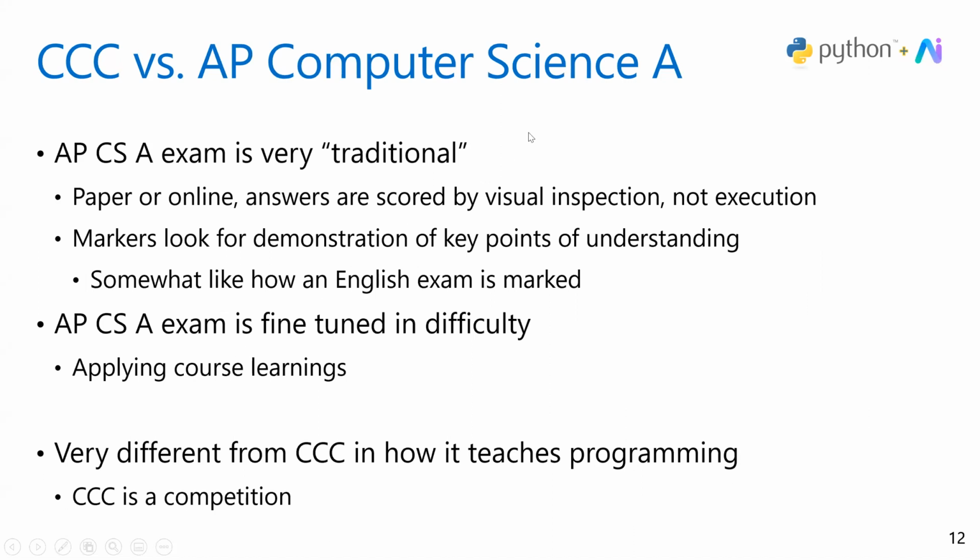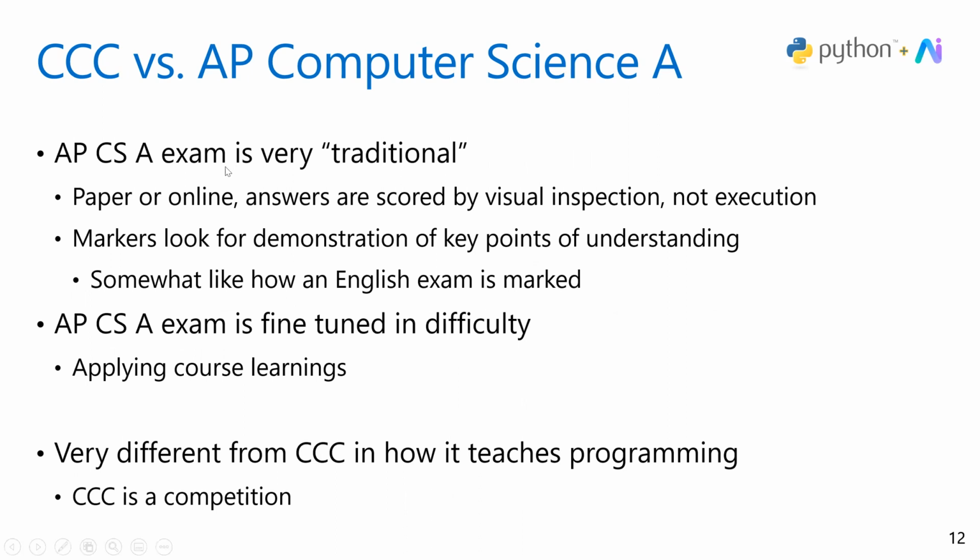The other thing is that most of my tutoring for high school students has focused on CCC and AP Computer Science. AP Computer Science is very popular, but I just want to say it's very different, because AP Computer Science is very traditional. It's paper, or online, doesn't matter. The answers are scored by visual inspection, not execution. You answer an exam and your answer is marked as text, whereas for CCC, your program has to run.